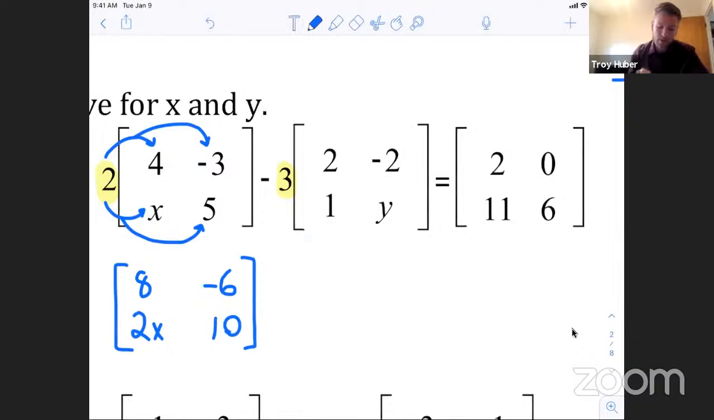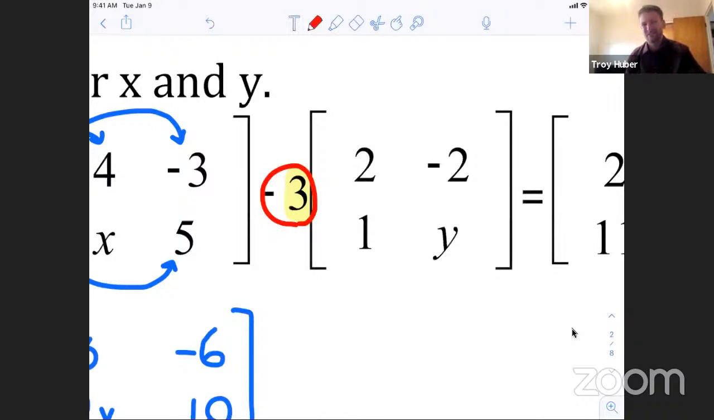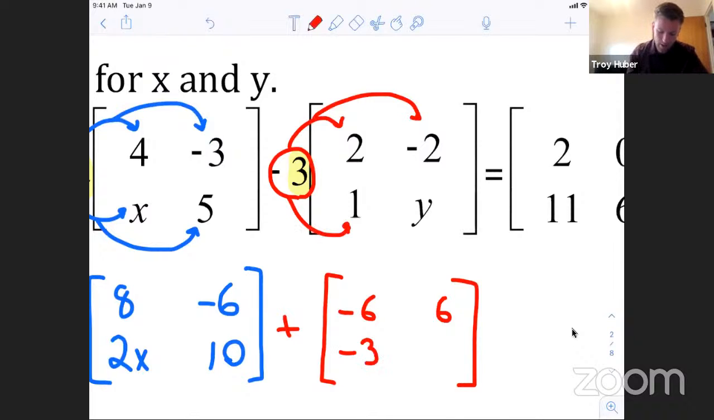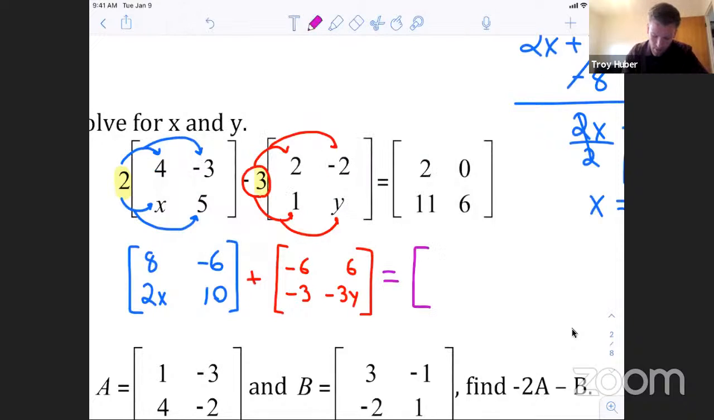Okay, now in this one, what I'm going to do is I'm going to distribute a -3 because I don't really like subtraction. So I'm just going to make this addition. And now let's distribute that -3 to all of these. So -3 times 2 is -6. -3 times -2 is a +6. -3 times 1 is -3. And this would then be a -3y is equal to our solution matrix, which is 2, 0, 11, 6.